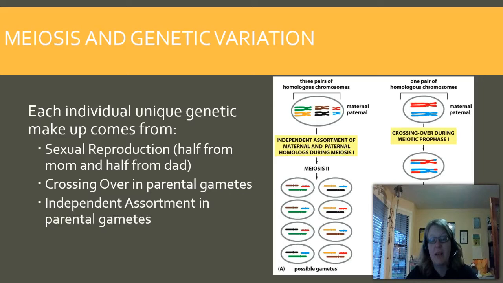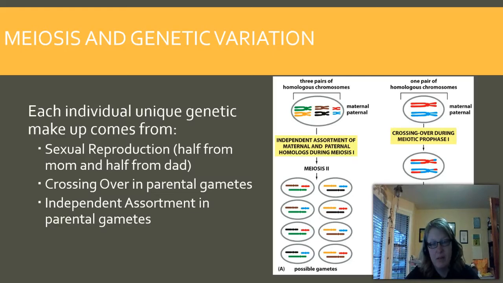The first is that you get half your chromosomes from your mom and half your chromosomes from your dad. So it doesn't matter if you look just like your dad, you still have half your chromosomes from your mom. And that makes you a unique individual. And even if you have a ton of siblings, your siblings are never going to have the exact same genome as you unless you have an identical twin. And that's because of crossing over and independent assortment.